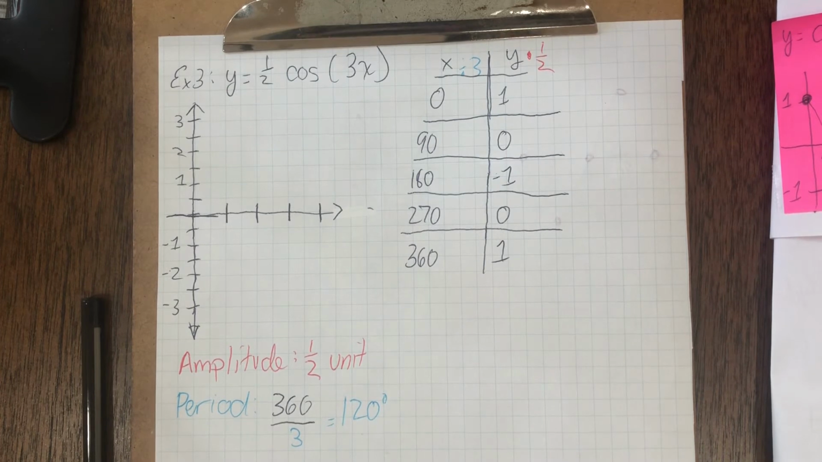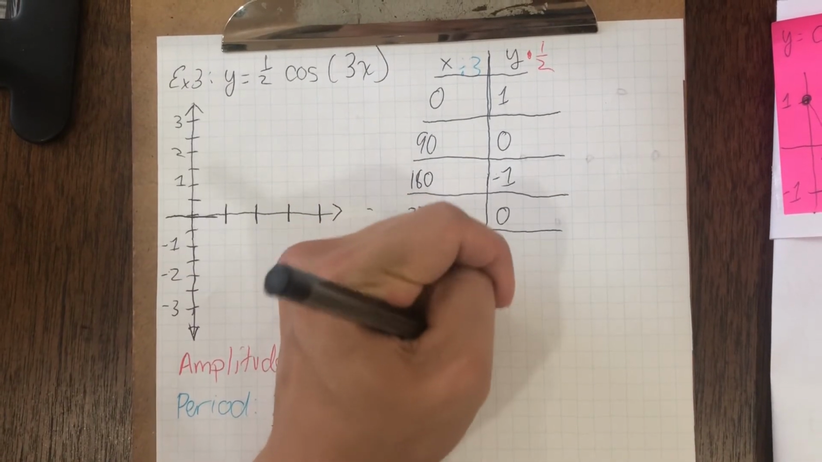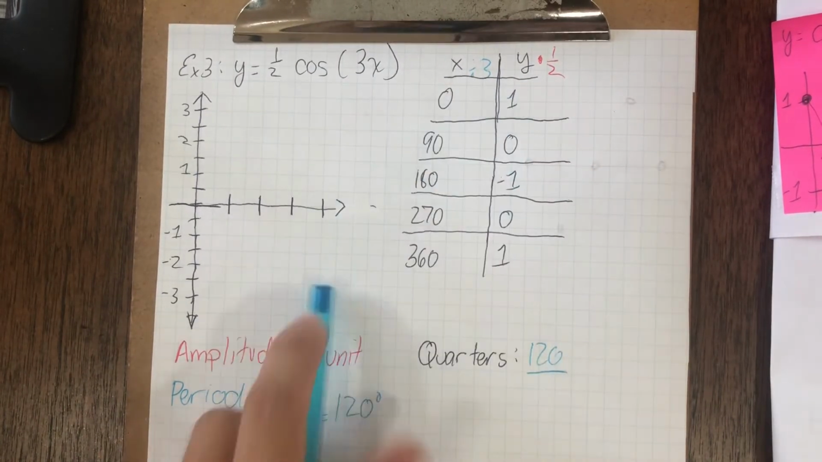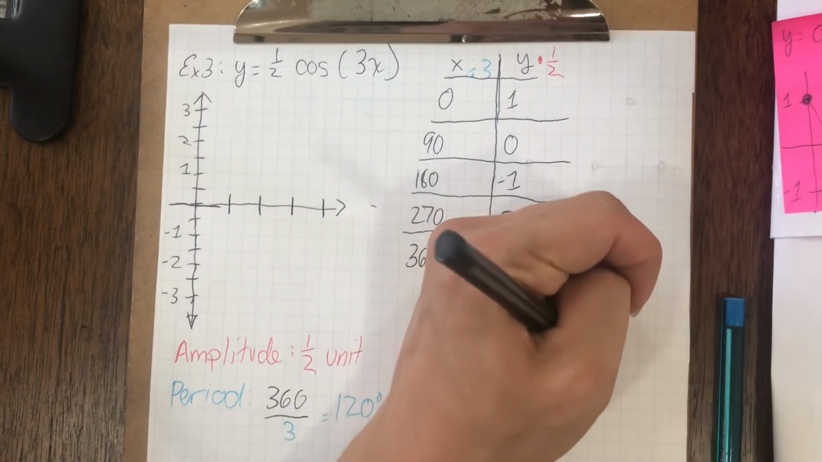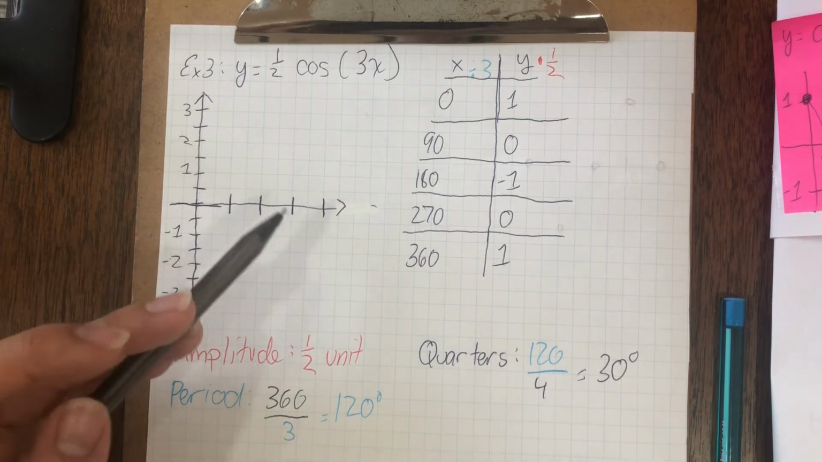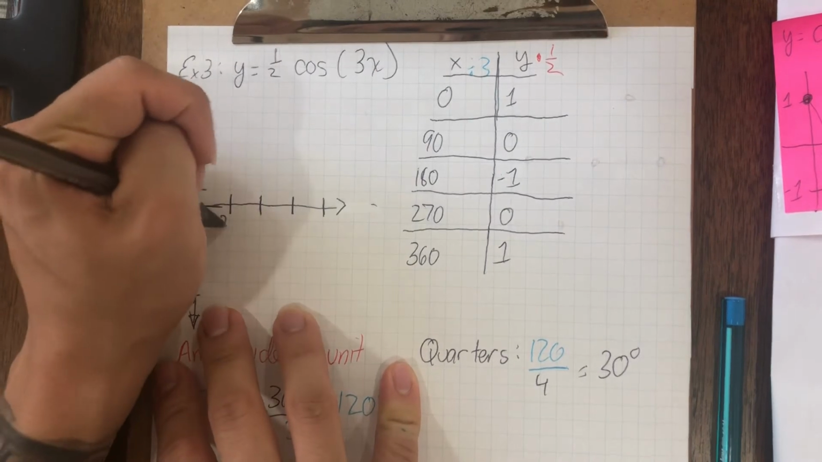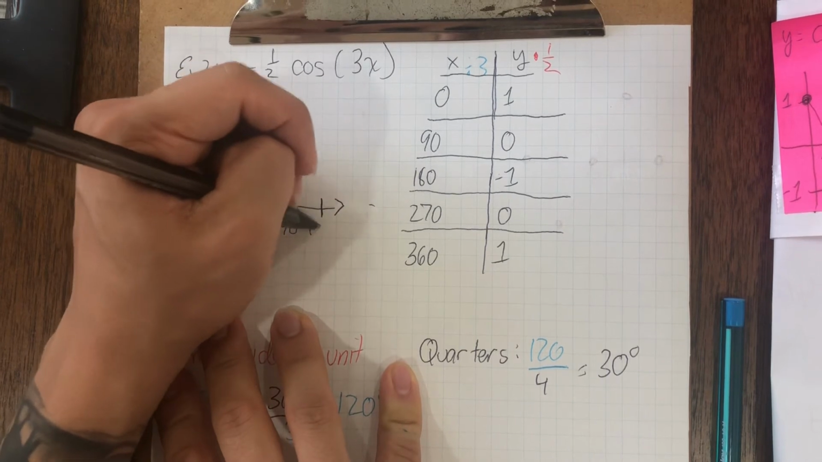All right? So now let's go ahead and figure out the quarters. With the quarters, I'm going to take my period, which is 120, divided by 4. And when I divide those two numbers, I should get 30 degrees. So to get from one x value to the next, I'm going to go by 30. So we go from 0 to 30, 30 to 60, 60 to 90, and 90 to 120.